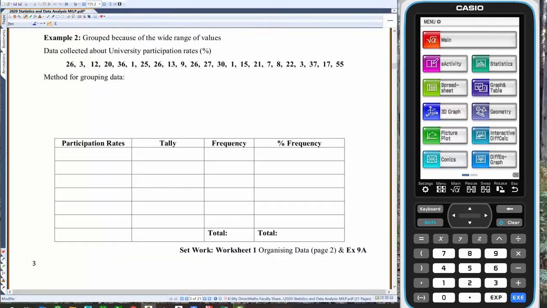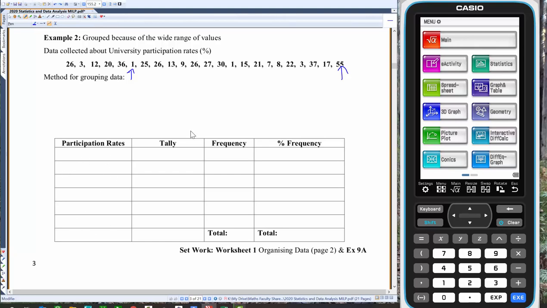Let's go to a second one here. There's times where we'll need to group the data because the range of values is really wide. And you can see here that we're looking at uni participation rates, and the lowest value is 1, the highest value is 55. And if I went with an ungrouped method, we'd have to go 1, 2, 3, 4, 5, 6, etc., all the way down to 55. And it would really create the world's worst, or the world's longest, frequency table. So what we're instead going to do is pop this into some grouped data, or pop this into some ranges.